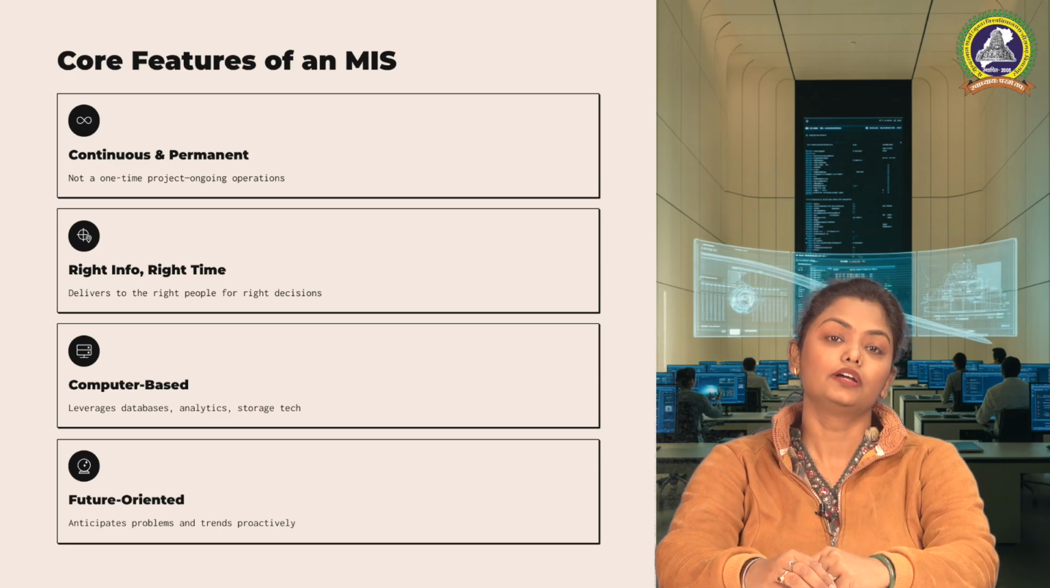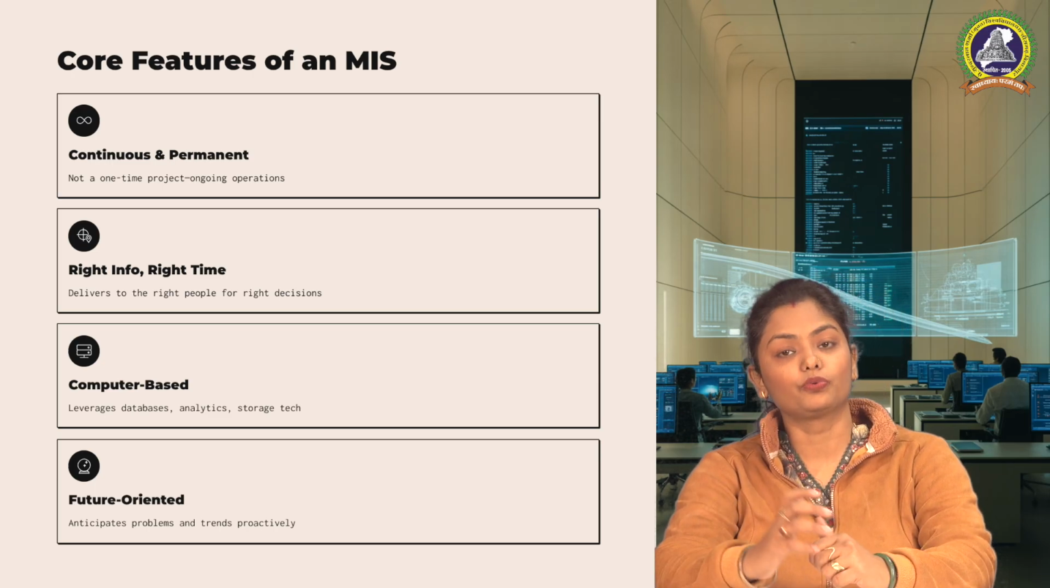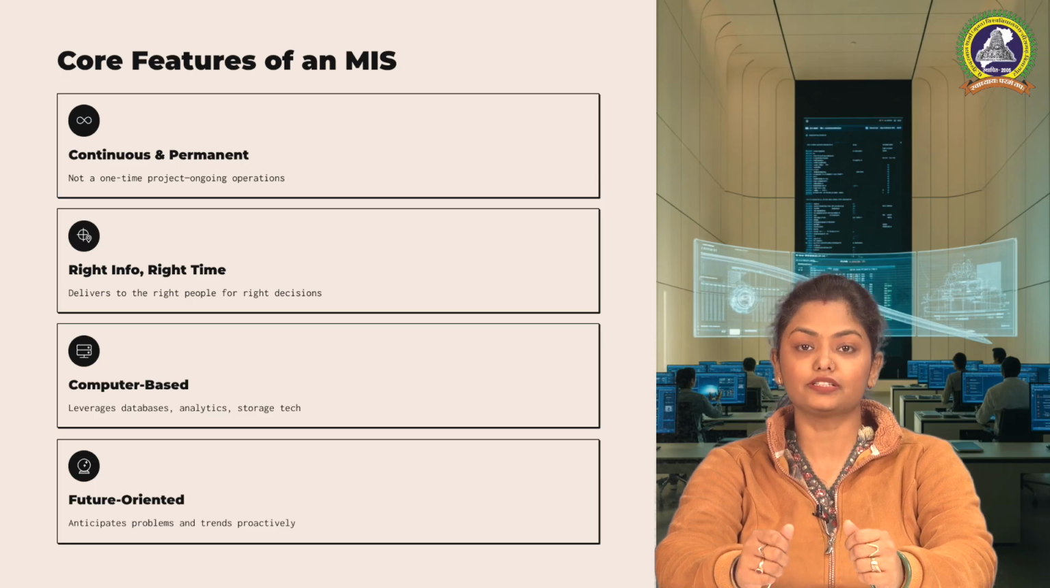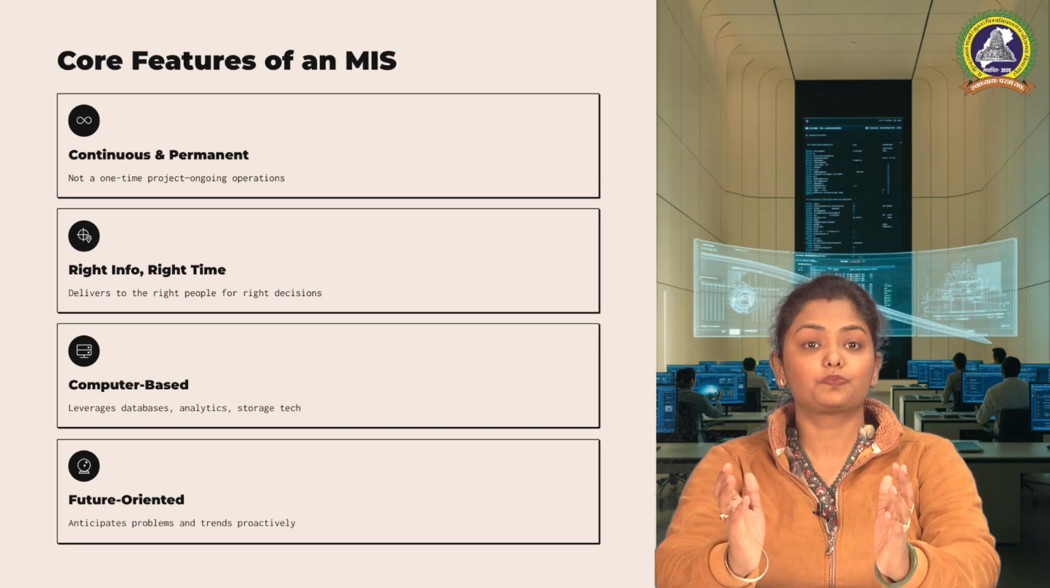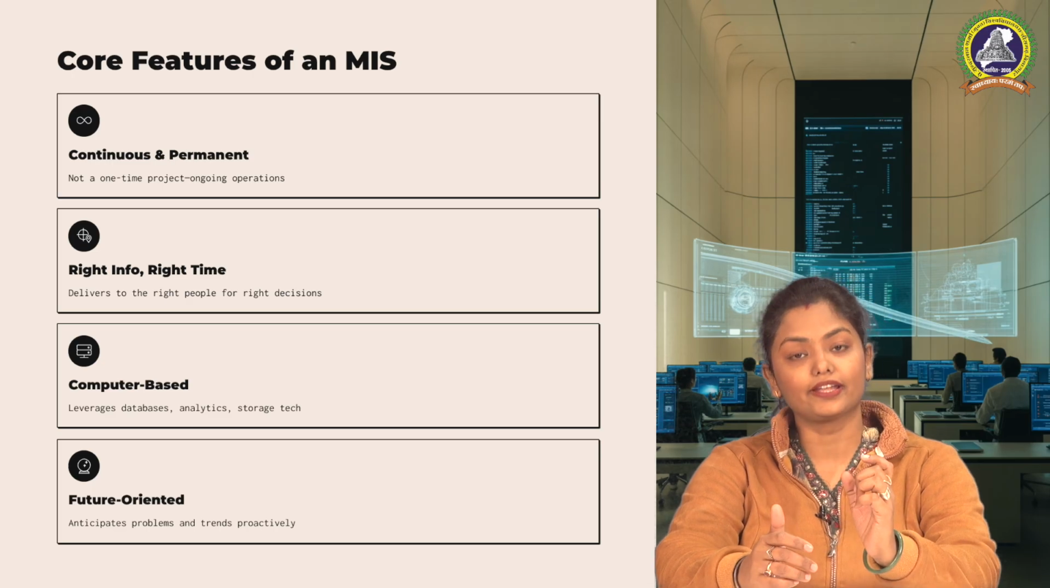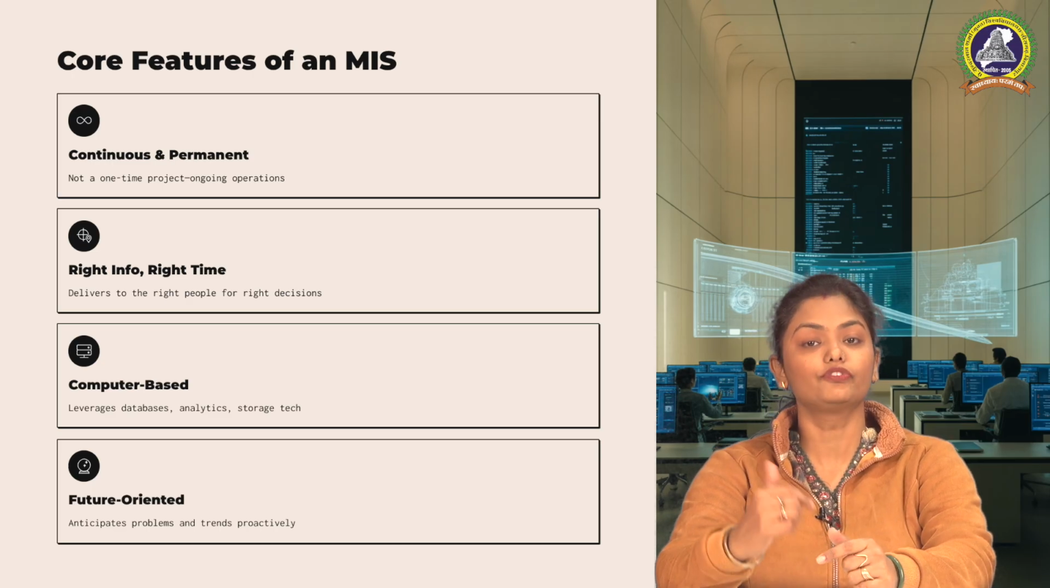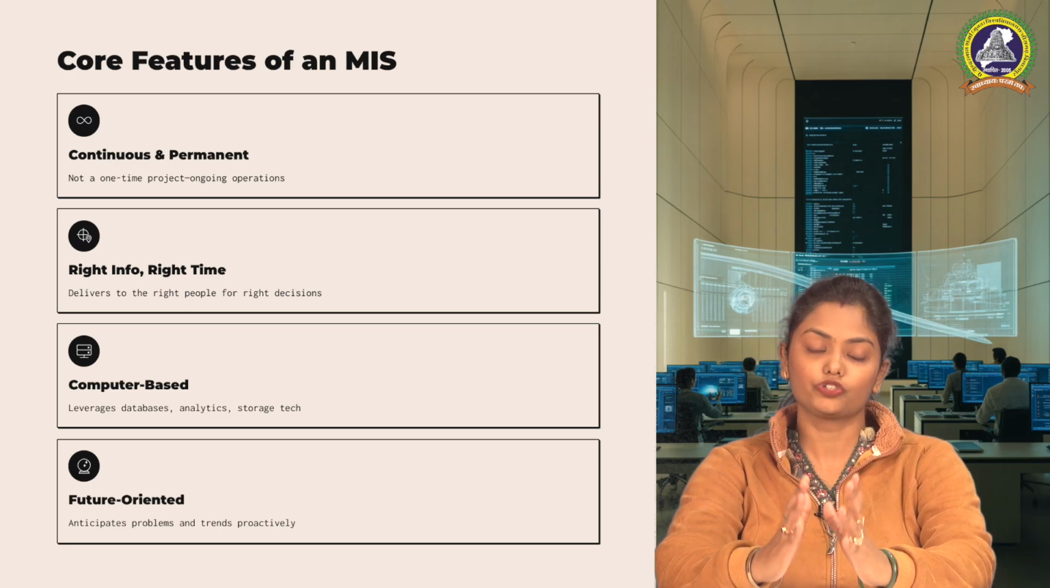And the fourth is that an MIS is future oriented. This is a very important feature. It is not a historical archive. It is not past oriented. Its primary value is in providing information that helps to solve future problems and anticipate future trends.